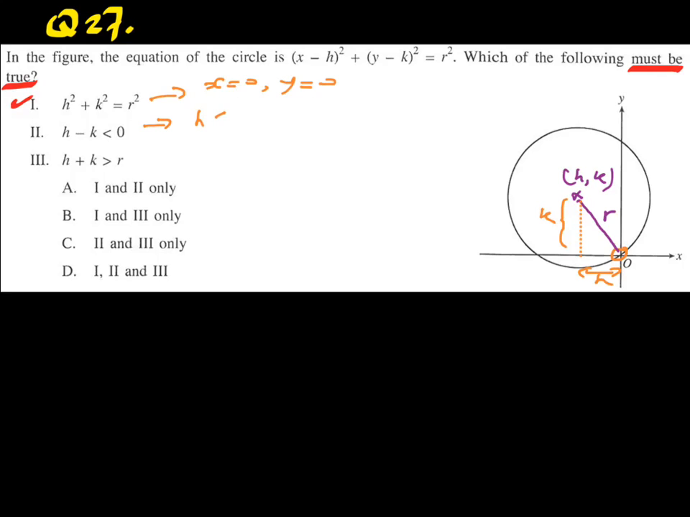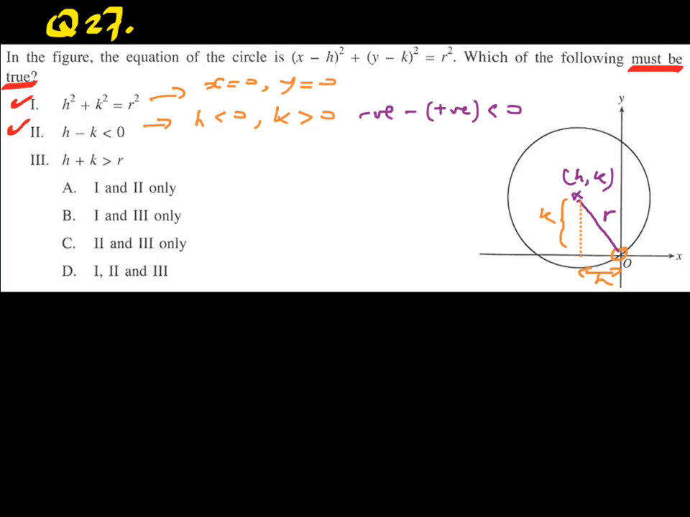So let's look at statement 2. Now here we see that k is bigger than 0 because the y coordinate is positive. However, the coordinate of x is negative, i.e. h will be less than 0. So the statement 2 says h minus k. So I actually have a negative value minus a positive value. And the result of that is minus another value again, and that will still be negative. So hence statement 2 is true.